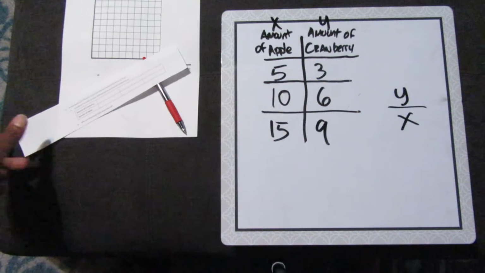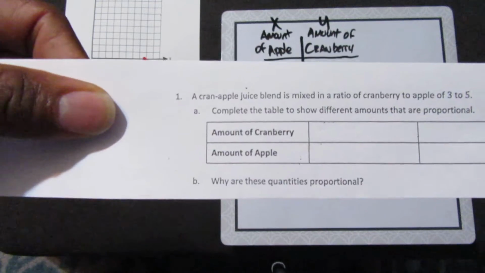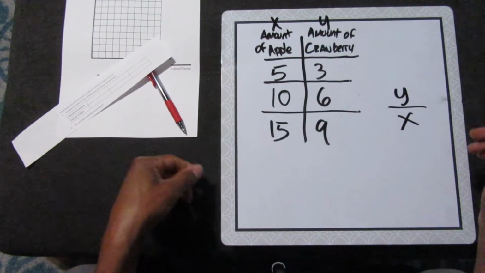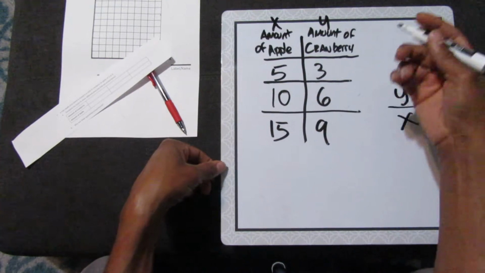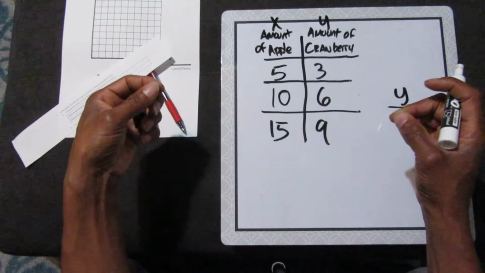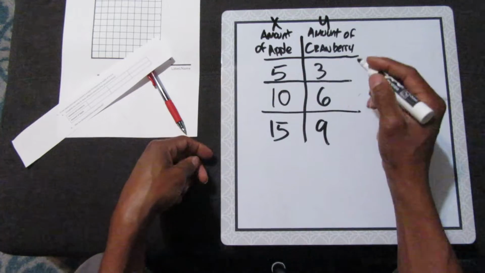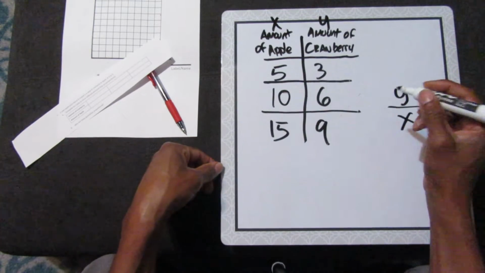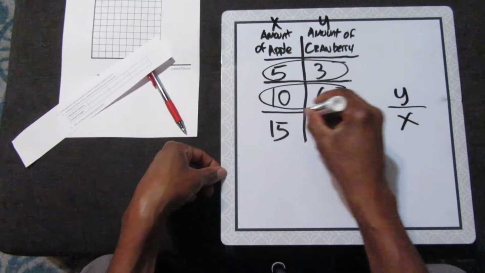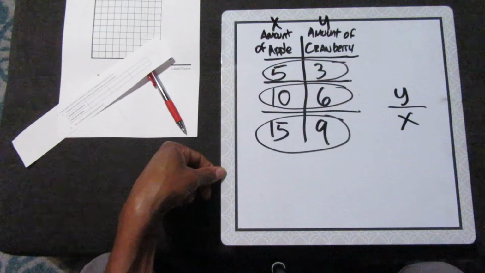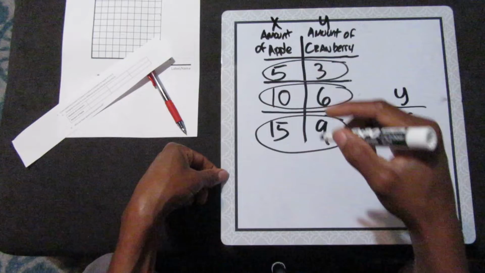The question says, why are these quantities proportional? In class we talked about one way, but there are actually two major ways you can use to figure out if something's proportional. One way is to find the quotient of each ratio. And if those quotients are all the same, then this table of values you have here is proportional.